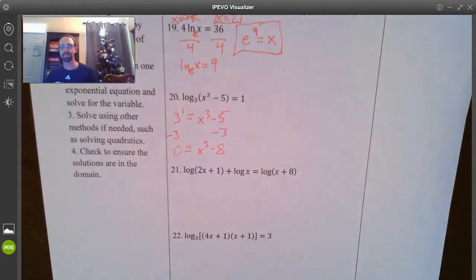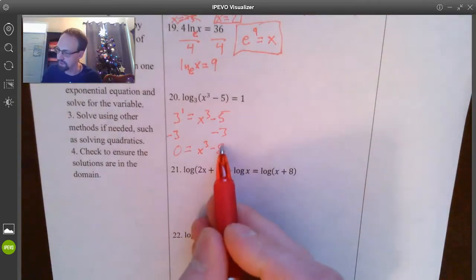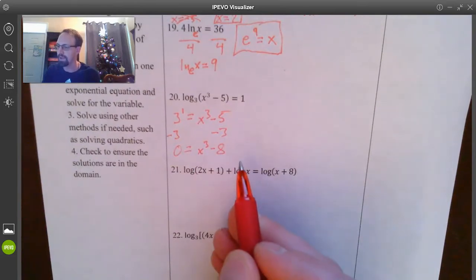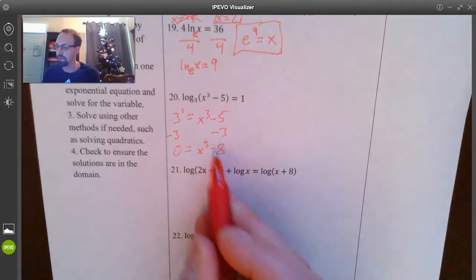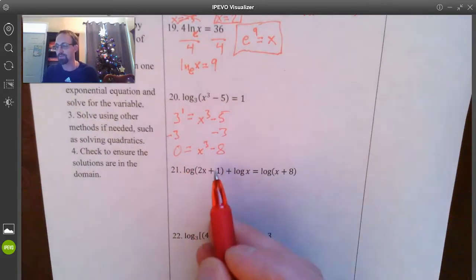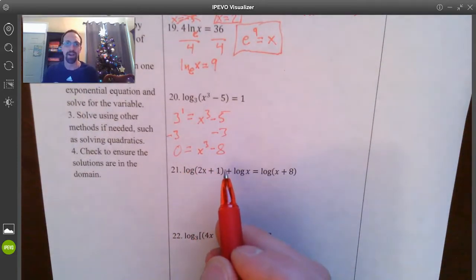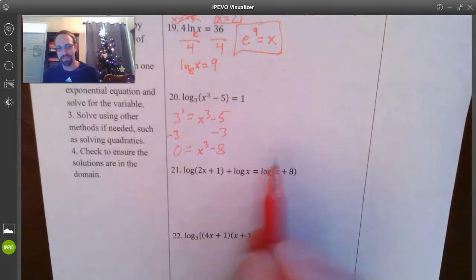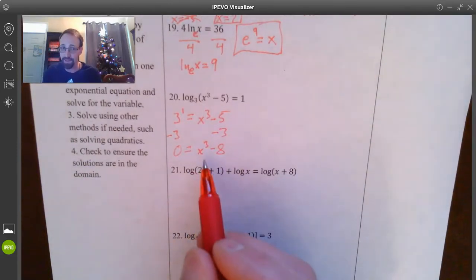x cubed minus 8 is actually a perfect cube. A lot of students will want to add 8 on both sides and then take the cube root and then go through and solve. You're welcome to do that. It doesn't notate the rest of the answers that you get for this particular one.